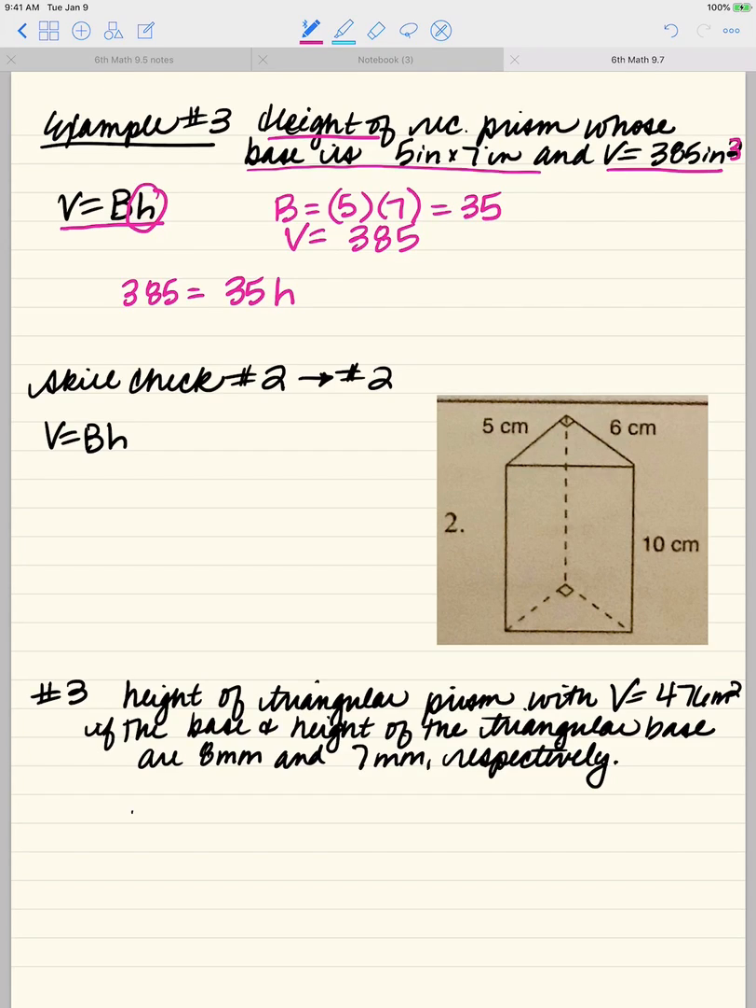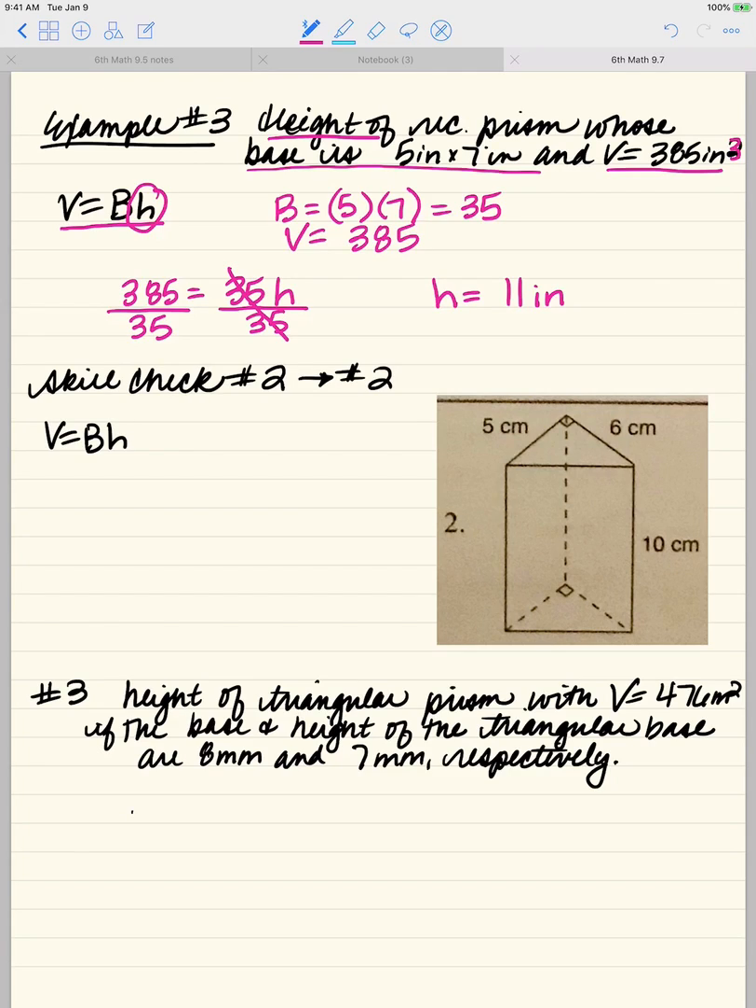So there's our variable. How are we going to solve for little h? Little h is being multiplied by 35. So we need to do the opposite of multiplication, which is division, and divide both sides by 35. 35 by 35, that goes away there, leaving us h all alone, which is what we wanted because we wanted to figure out what is h. And h is equal to 385 divided by 35, which is 11 inches. So the height of this rectangular prism is 11 inches.